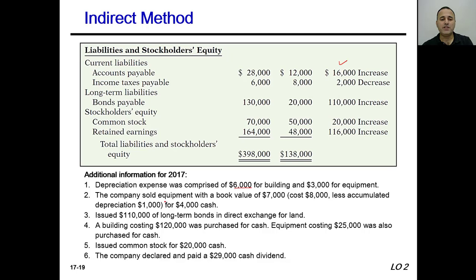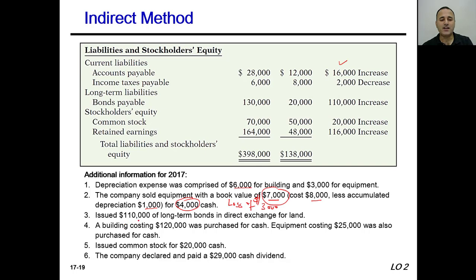The company sold equipment with a book value of $7,000. The cost was $8,000 less accumulated depreciation of $1,000. So the book value was $7,000 and the company sold it for $4,000. So there is a loss of $3,000. So this information is important.